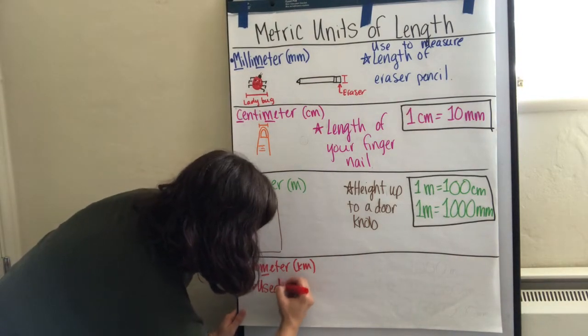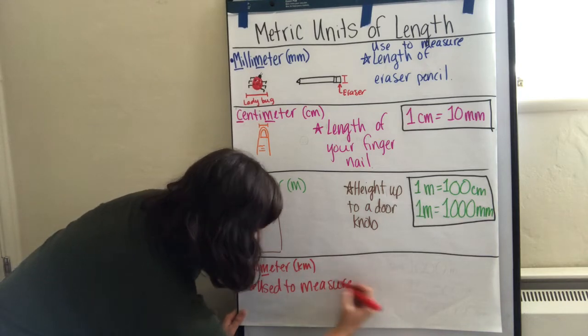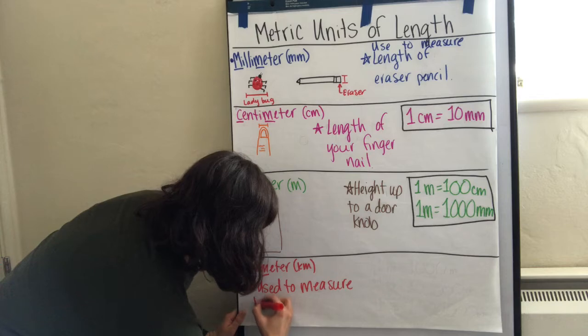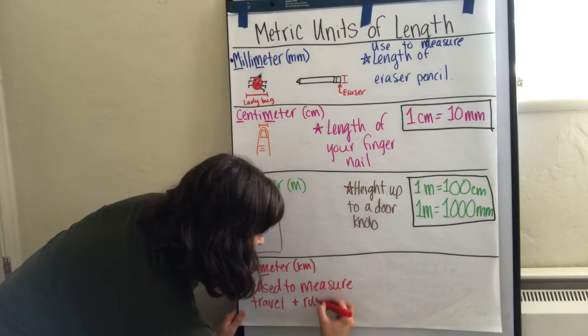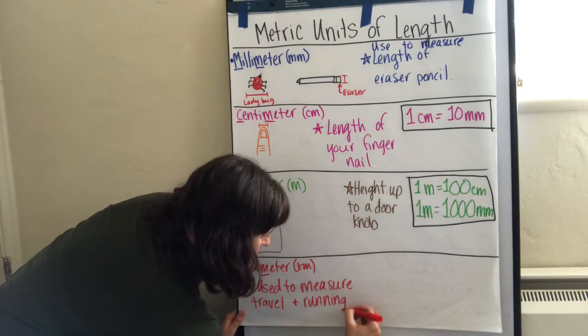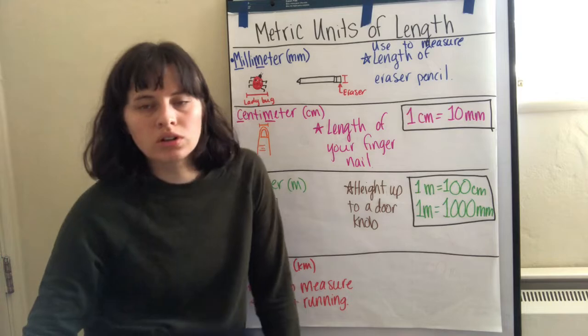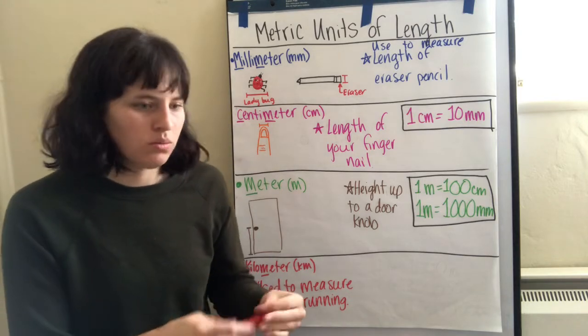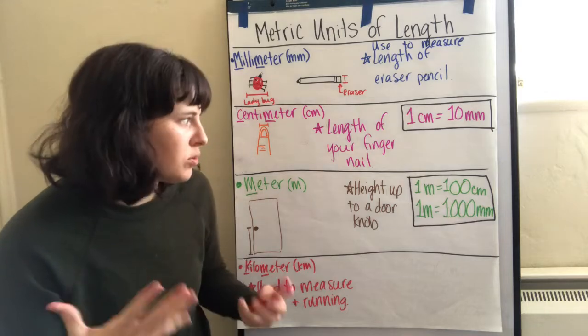Used to measure travel, and I'll write running. That's a good way to visualize it. I went on a walk today and I walked 2 kilometers. We have to drive to the store, it's 3 kilometers. That's how you would use this.